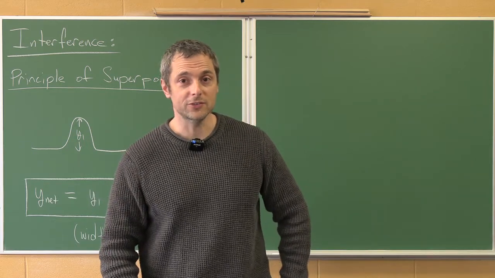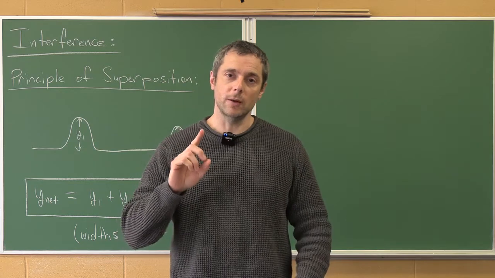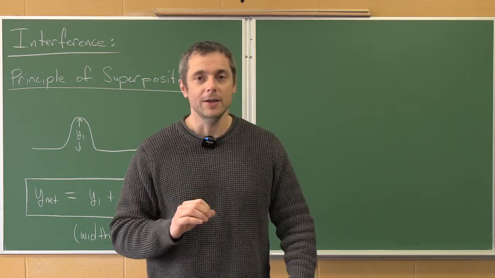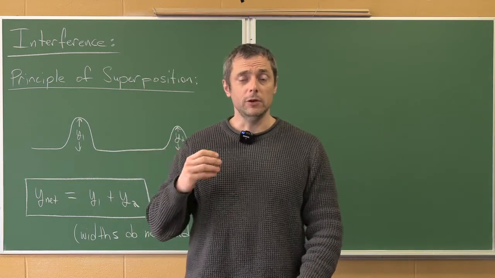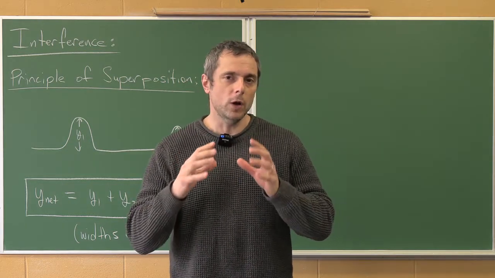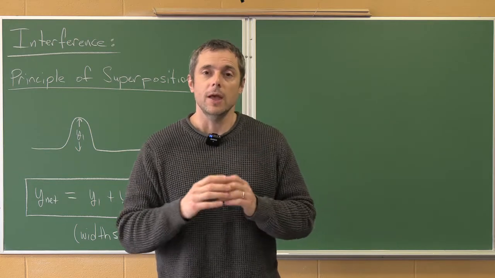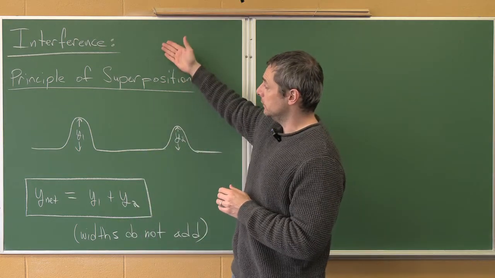Hello physics students. In the last few videos we've been talking about waves, but always about one wave at a time. In this video, you're going to be learning what happens when there's more than one wave at a particular location in space at the same time. What happens is called interference.